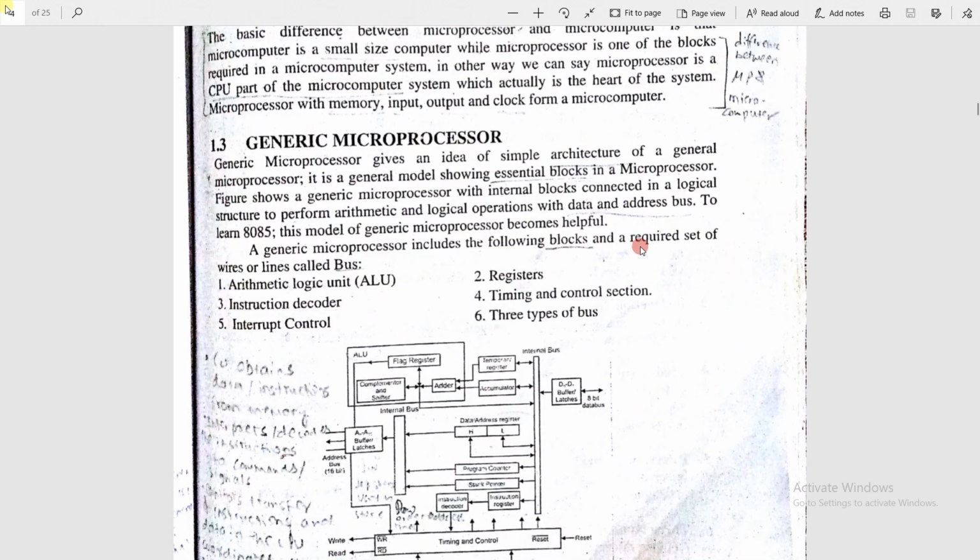Now we will learn about generic microprocessor, a general purpose microprocessor. What a general purpose microprocessor has, that we are going to learn in this topic. Generic microprocessor gives an idea of simple architecture of a general microprocessor. It is a general model showing essential blocks in a microprocessor. We are going to learn the different blocks present in a general microprocessor.